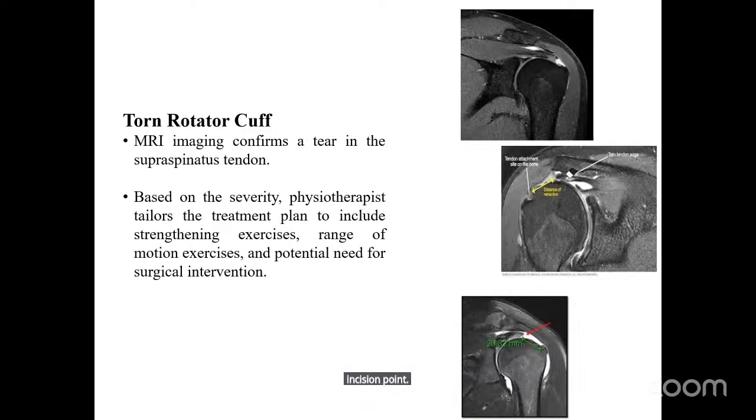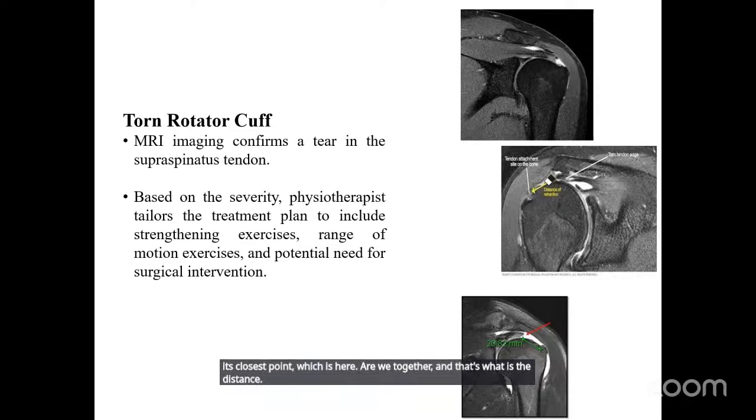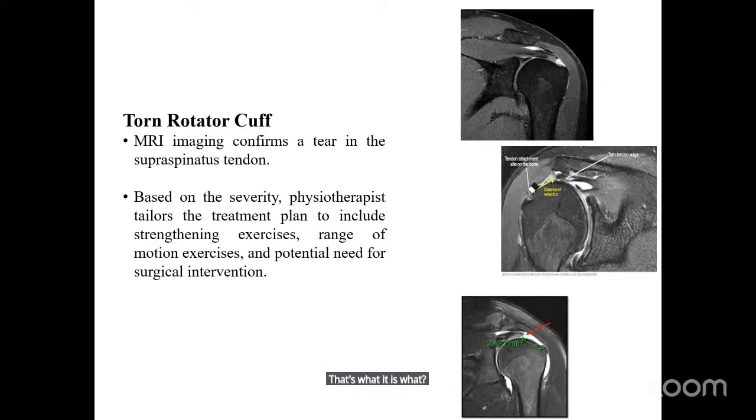It's retracted here. This is a torn tendon that is absent of this black iso-hypo-intense shadow here. Rather, it's only the fluid that is intervening here. So it is completely torn. When we say it's torn, we then need to measure the extent of its retraction, from its point of origin, its closest point, which is here. Are we together? That's the distance from its attachment.